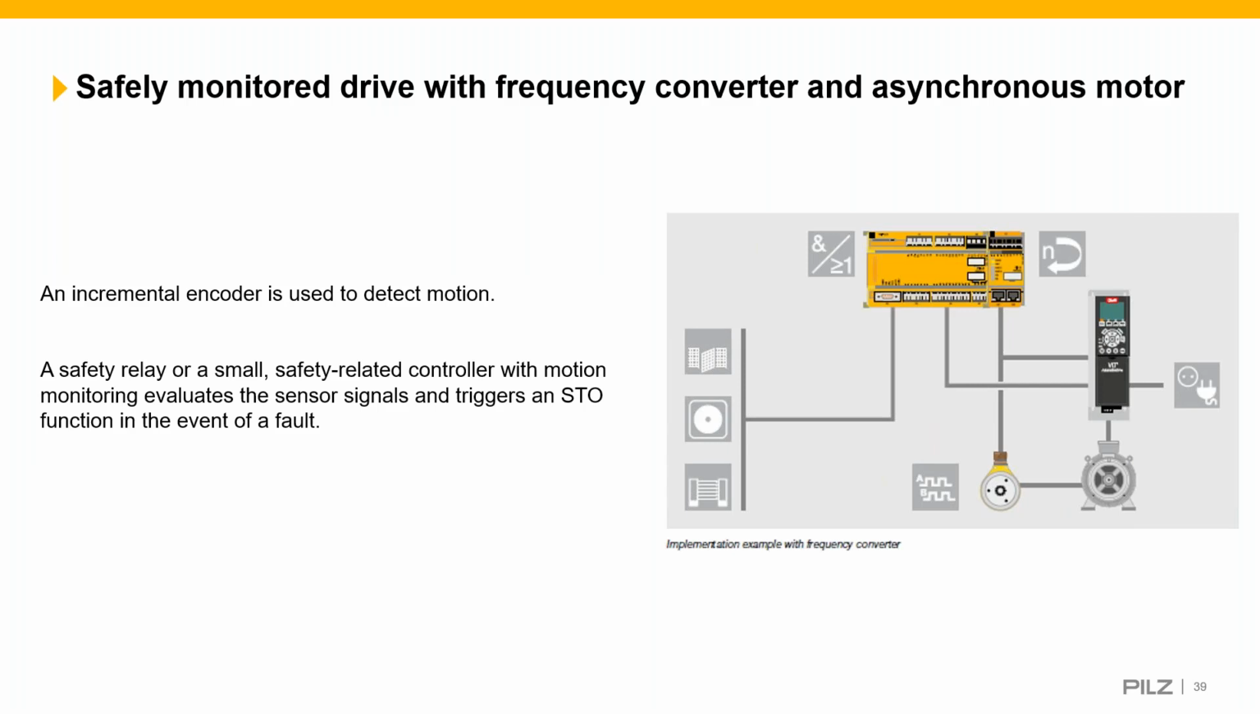Safely monitored drive with frequency converter and asynchronous motor, so it doesn't have to be a servo. An incremental encoder is used to detect motion. A safety relay or small safety related controller with motion monitoring evaluates the sensor signals and triggers a safe torque off function in the event of a fault. So again, this is fairly common, I would expect.